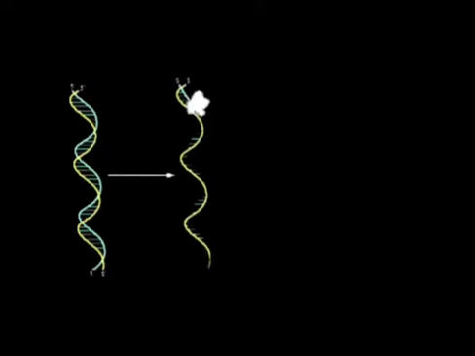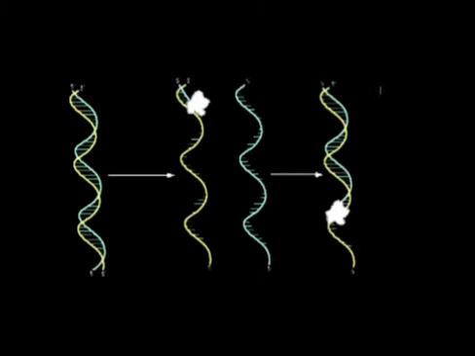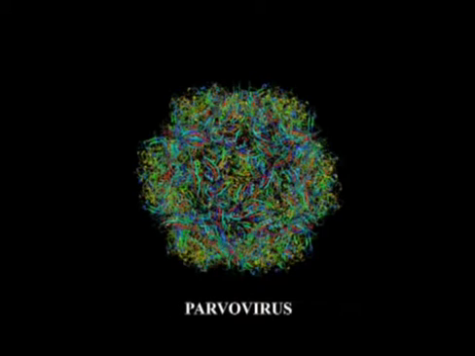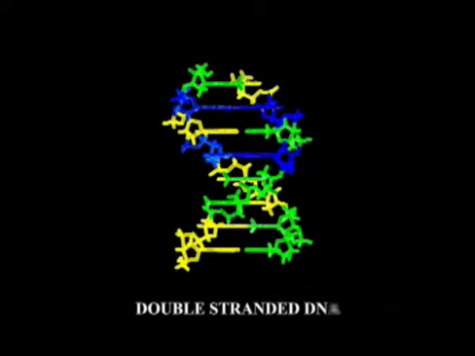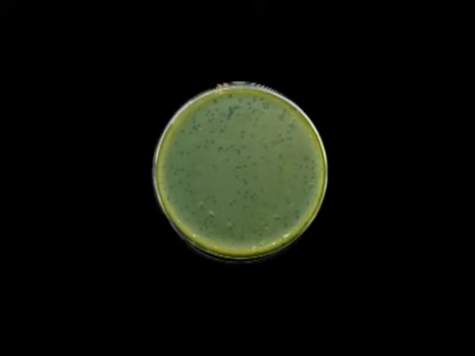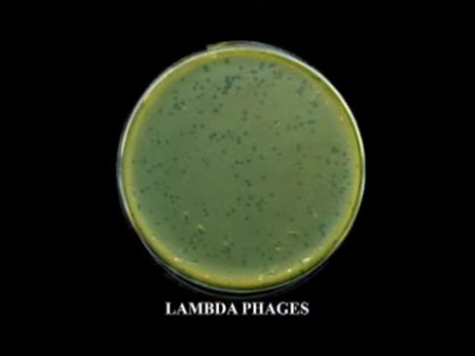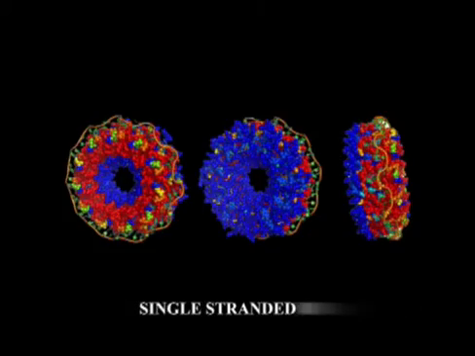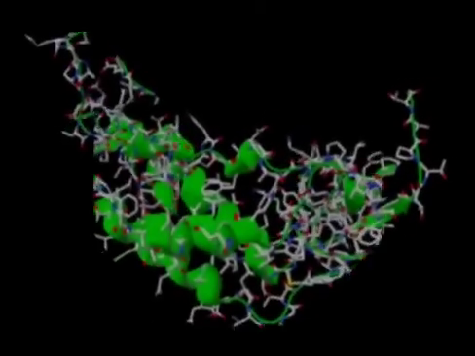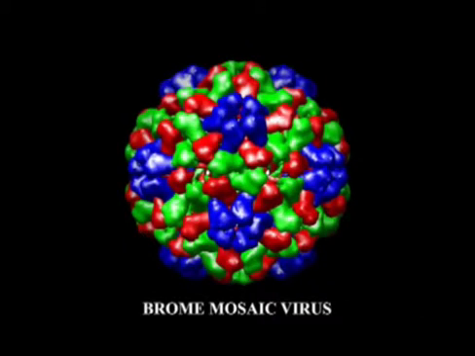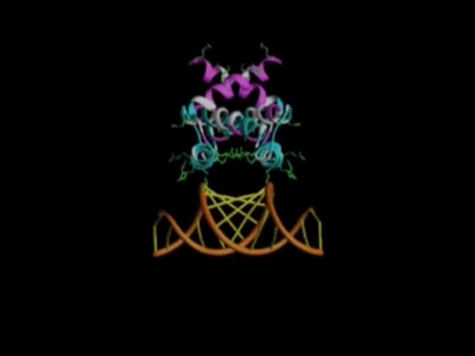Single-stranded DNA, for example parvoviruses; double-stranded DNA, for example lambda phages; single-stranded RNA, as is found in tobacco mosaic virus or brome mosaic virus; and double-stranded RNA, as in reoviruses.